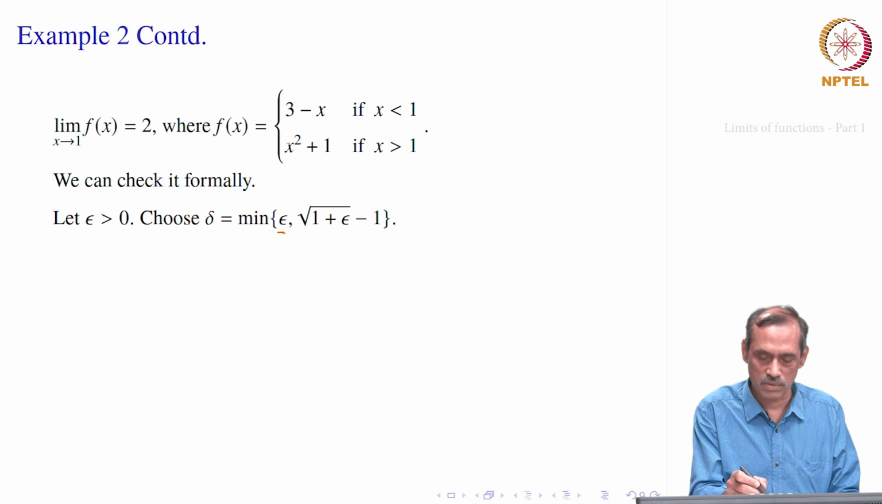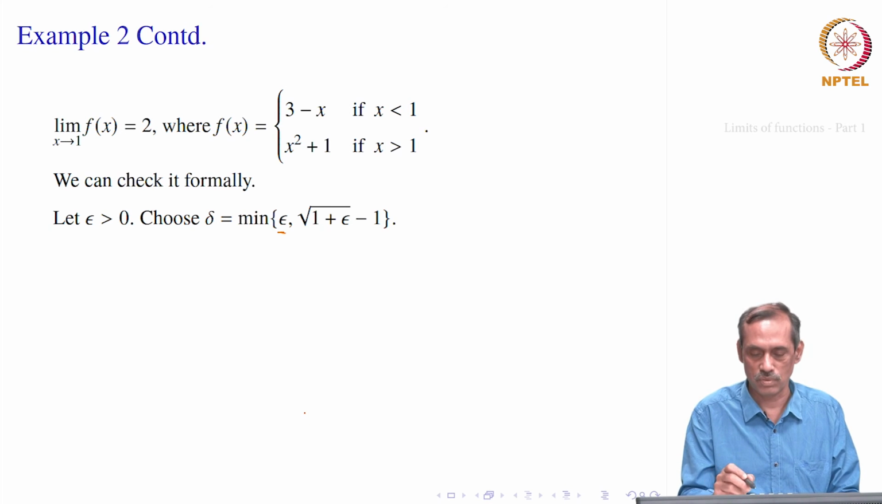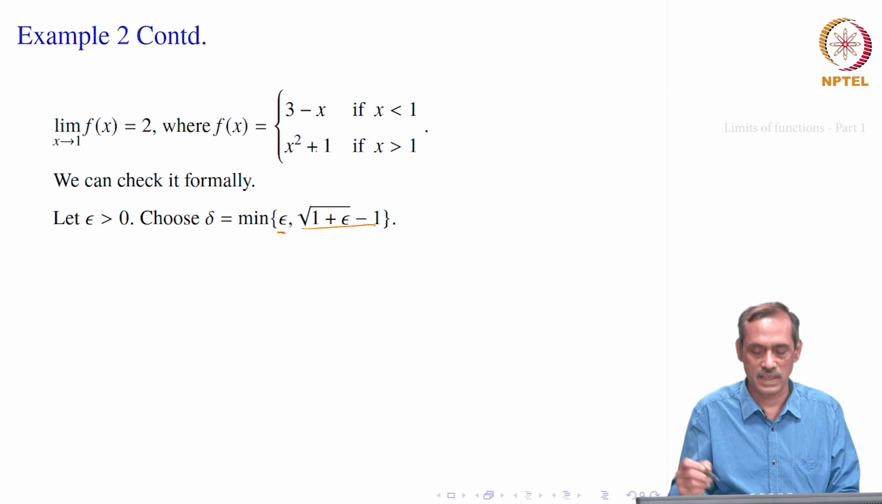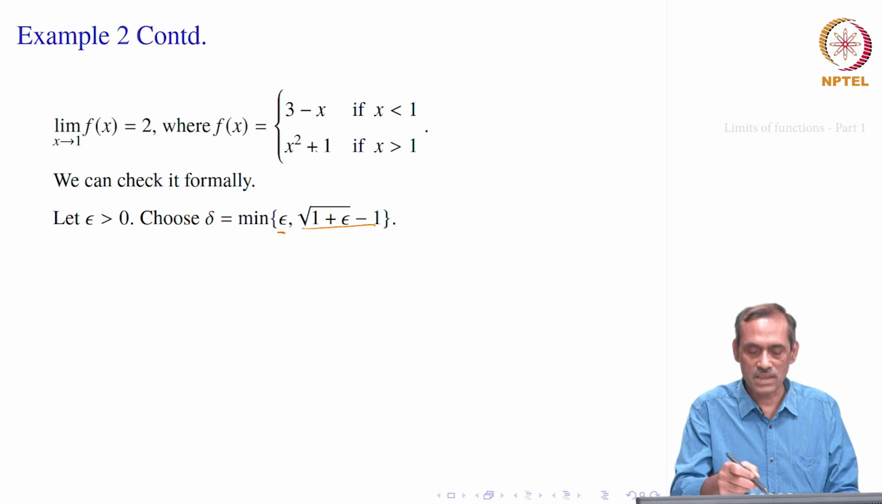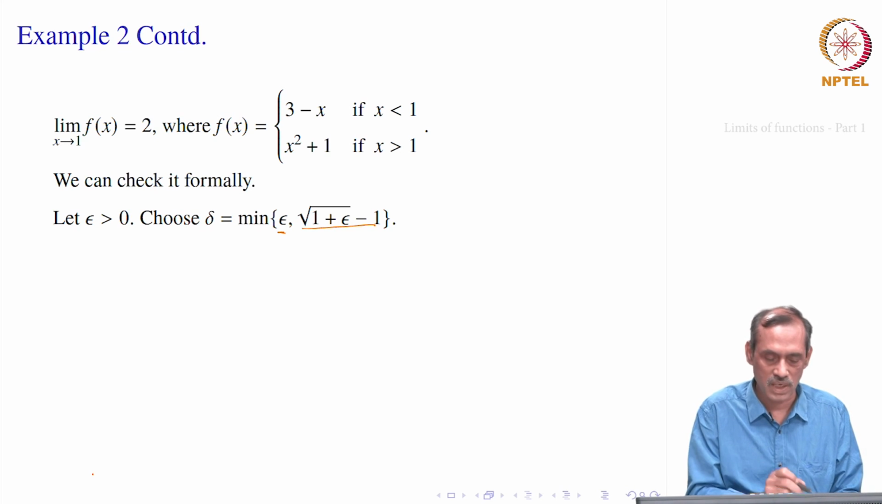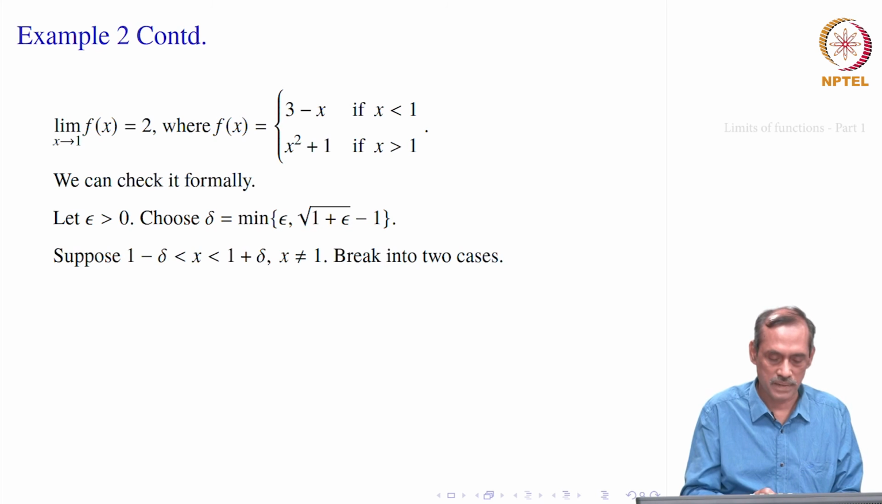So, if I substitute 1 plus delta there, it is (1 plus delta) square plus 1 minus 2. So, that will be (1 plus delta) square minus 1, and when I solve for delta, it will be the square root of that. That is why this one is put, square root of 1 plus epsilon minus 1, to work with the function x square plus 1 on the right side of 1. But at this stage there is no need to see. Suppose we choose delta equal to this and see how it is verified.